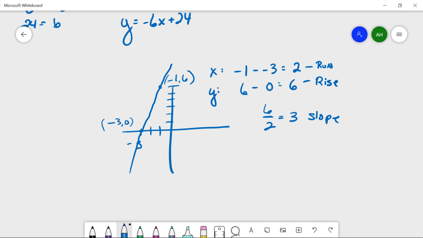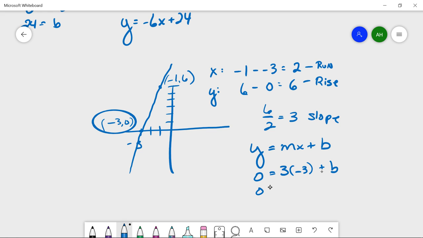And then I can just plug in one of the values that I know. So I've got this point right here, the negative 3, 0. So going with my y equals mx plus b, y is going to equal 0. My m is 3. The slope is 3. X is going to be negative 3 plus b. 0 equals negative 9 plus b. So b is going to equal 9. So the equation of this line is going to be y equals 3x plus 9.